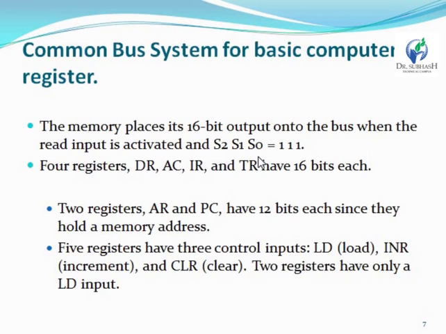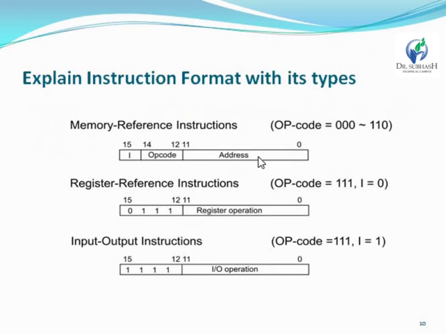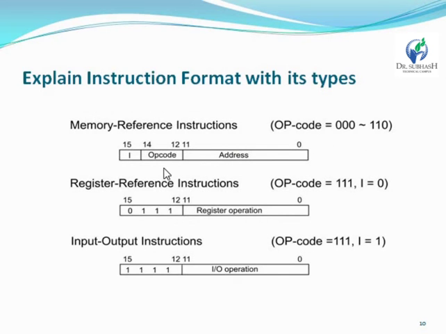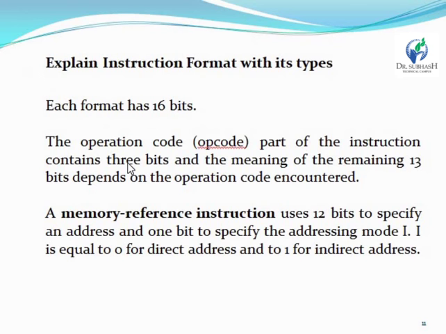So this is the direct and indirect address of the memory reference instruction. The 12 bits are the address, then the operation code, and then I indicates 0 or 1. 0 indicates the direct address and 1 indicates the indirect address.